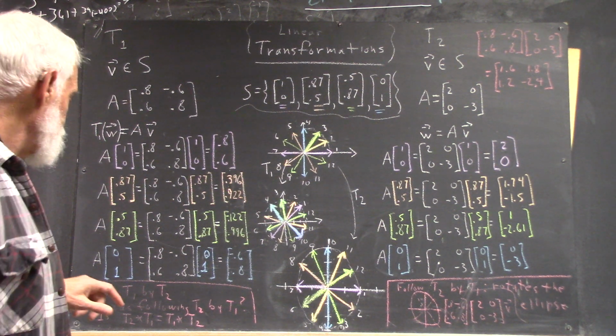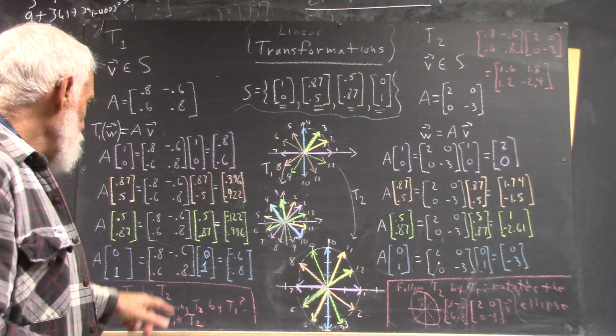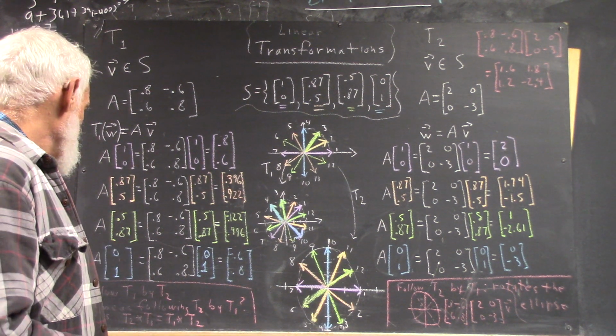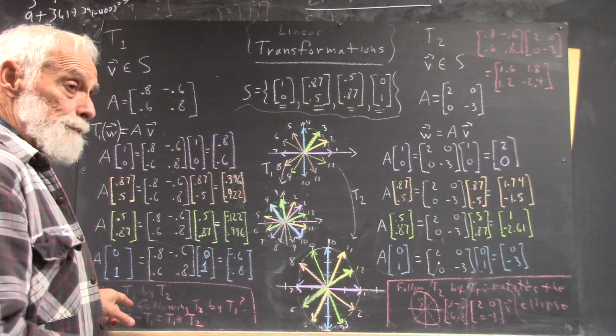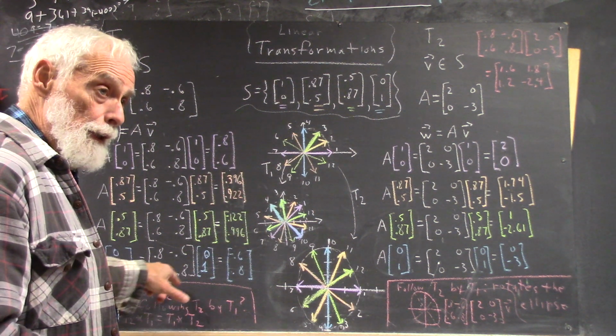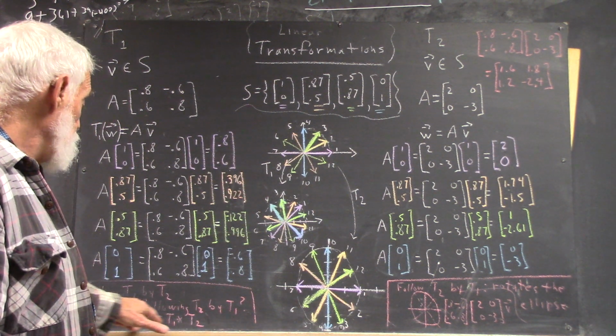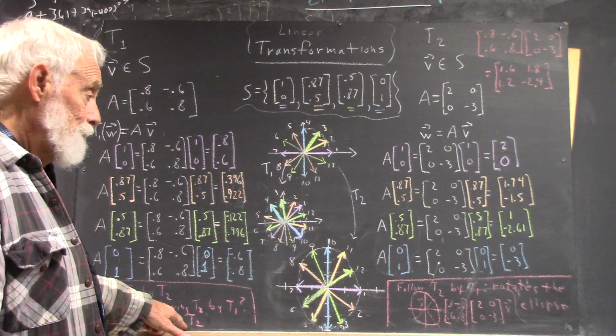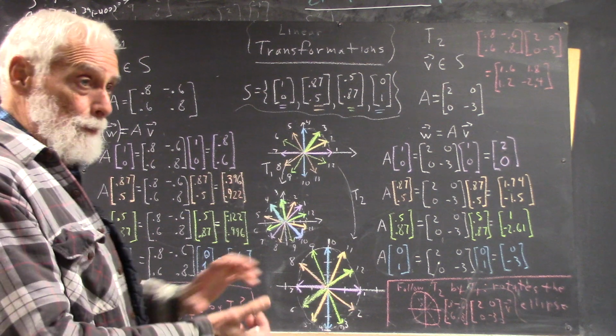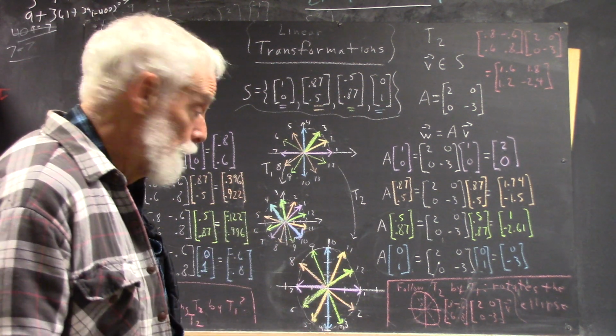But follow T1 by T2 means your matrix is going to be T2 times T1. Okay? Because T1 is the first one that acts, then T2. Then I ask, is T2 times T1 equal to T1 times T2? And that's generally not true because matrix multiplication, as you know, is not commutative.